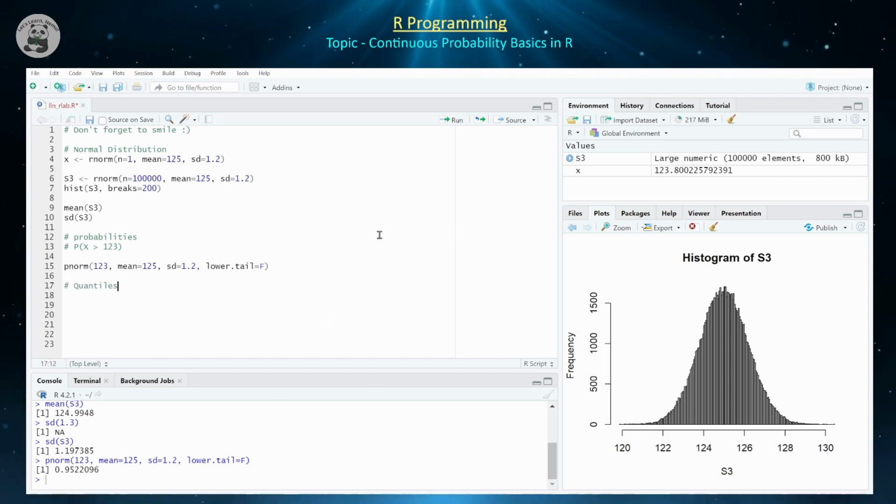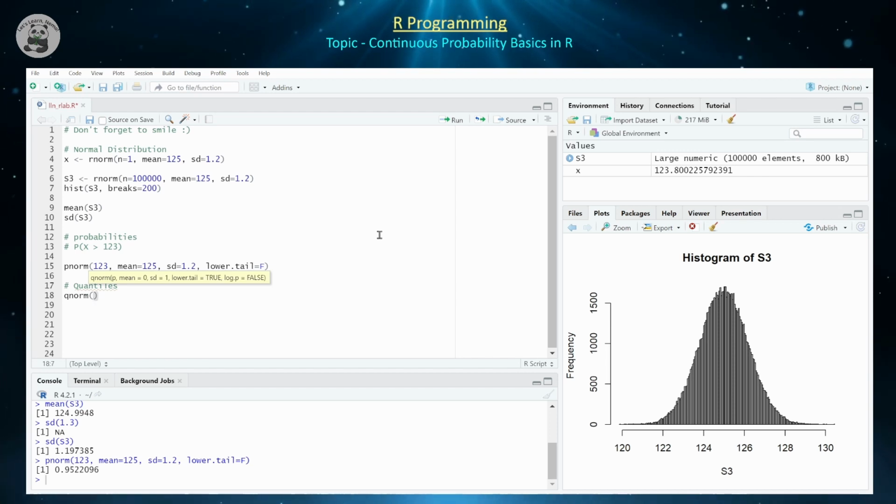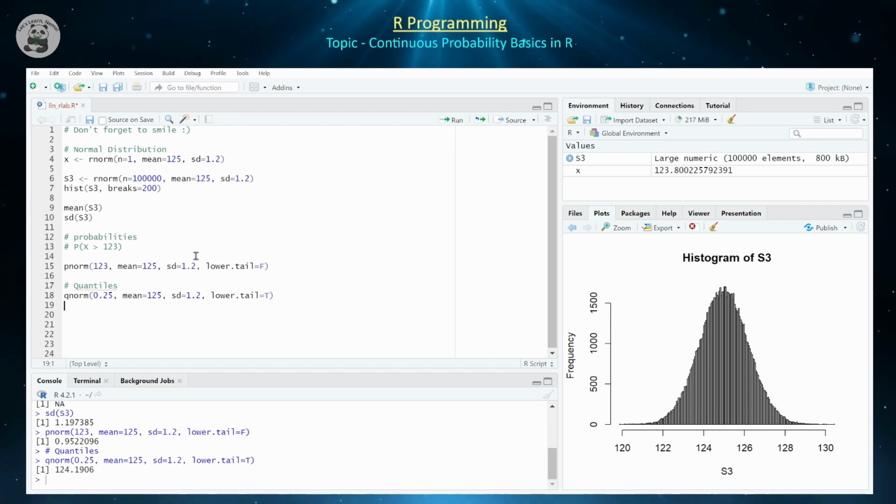And another thing you can do is examine quantiles, which would go in the same exact style as before. Instead of pnorm, we will be doing qnorm. Let's assume that we're looking for the lower 25th percentile. So we're going to be doing 0.25, the mean of the distribution you're interested in, and the standard deviation of that distribution. And if you're interested in the lower 25th percentile, that would be lower.tail equal to TRUE. So this means 25% of this population has a blood pressure of 124.19 millimeters of mercury or less, right? So that's pretty much how you would do quantiles, probabilities, and sampling for normally distributed populations in R.